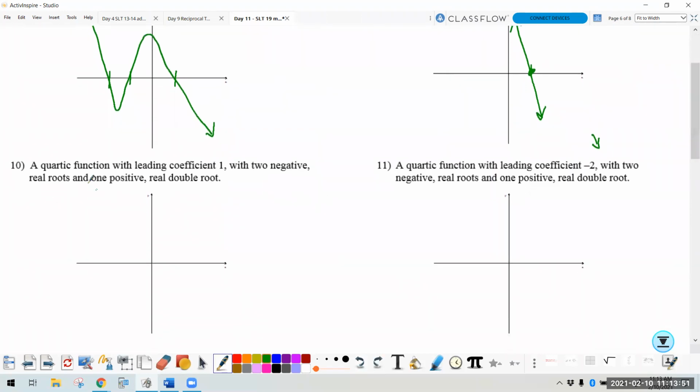All right, quartic, that's a degree of 4. Positive leading coefficient, so both end behaviors point up. 2 negative roots and 1 positive, that's a double. Okay, so these 2 roots will cross through, and this one should be tangent.